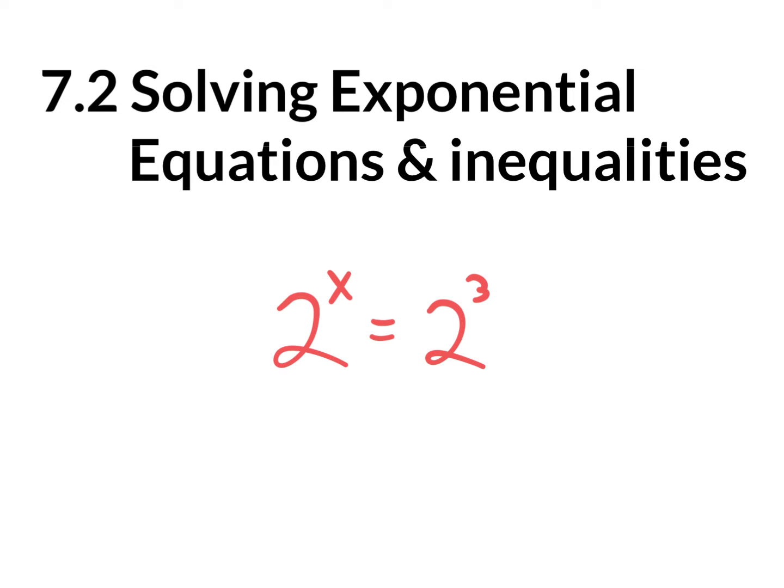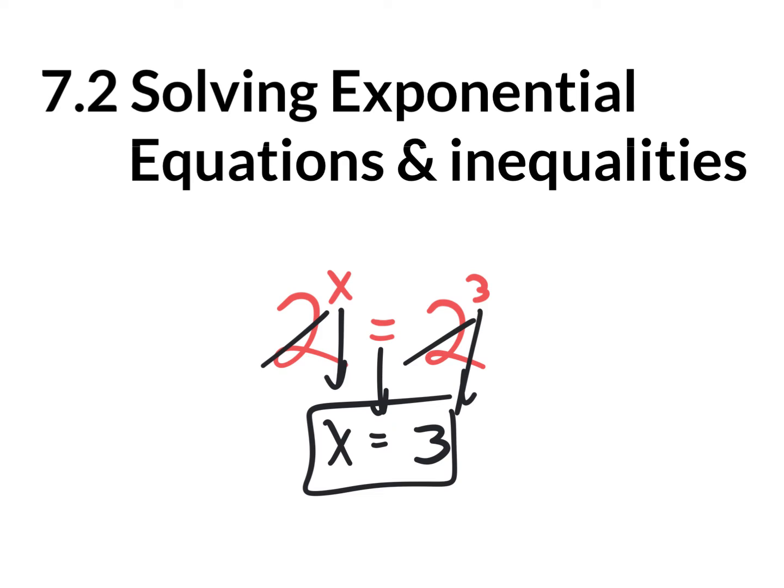So when you have the same exact base, you could technically just forget about the bases. The x comes down, the equals comes down, and the 3 comes down, and you're done. x is 3. Do we understand that? Okay. So the key is to have the same base. If you had a 2 right here and a 3 over here, you wouldn't be able to just scratch them out, and that would not come down.